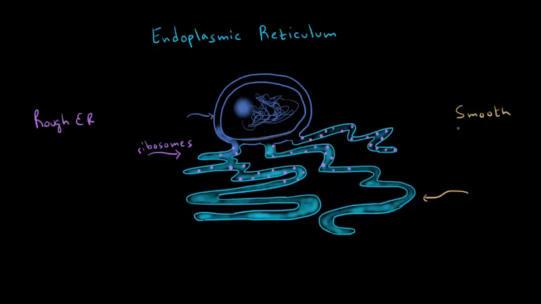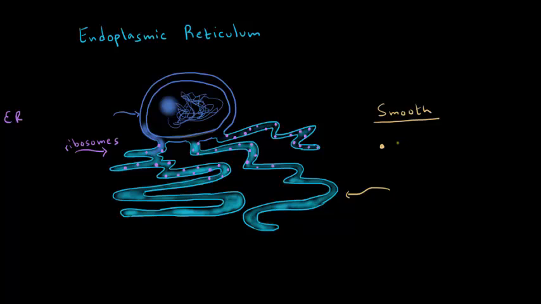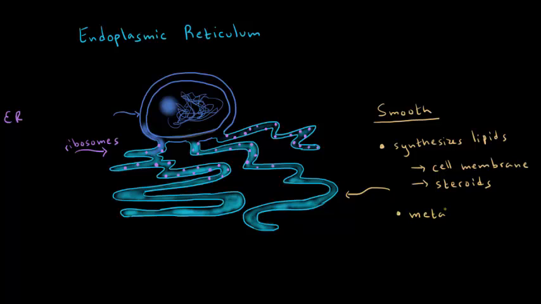Let's start with the smooth endoplasmic reticulum first. So what does it do? The smooth endoplasmic reticulum synthesizes lipids, including those that will end up being part of the cell membrane, and those that are secreted from the cell. For example, steroid hormones. The smooth endoplasmic reticulum also metabolizes carbohydrates, and it also aids in the detoxification of drugs and other toxins.